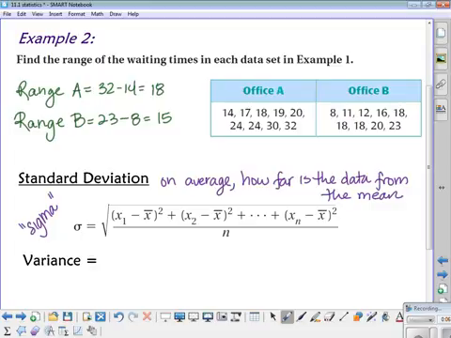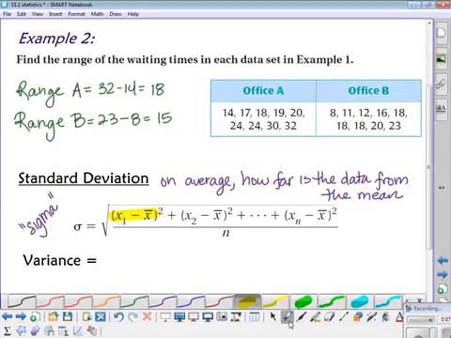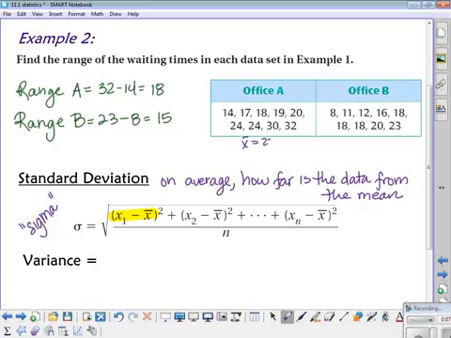And so it looks complicated, but it really isn't. All we're doing is seeing how far each data point is from the mean. So I take my first data point and I subtract the mean. For instance, looking at this one up here where the mean was equal to 22, I would just be saying, okay, how far is 14 from 22? It's 8, right? And then I square it and I get 64.